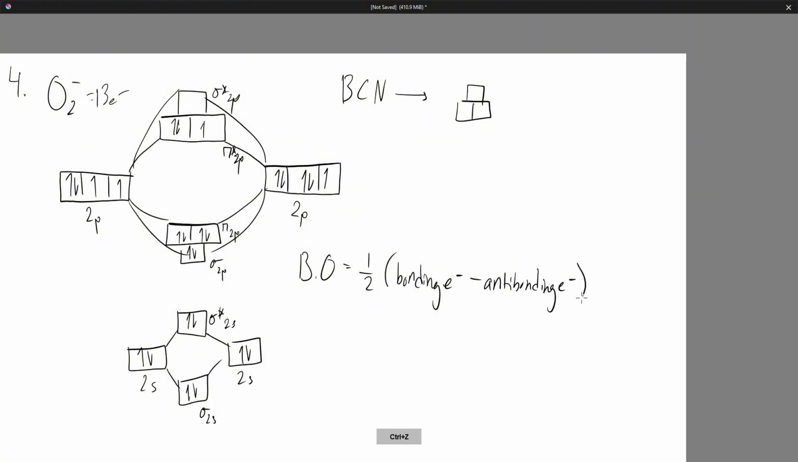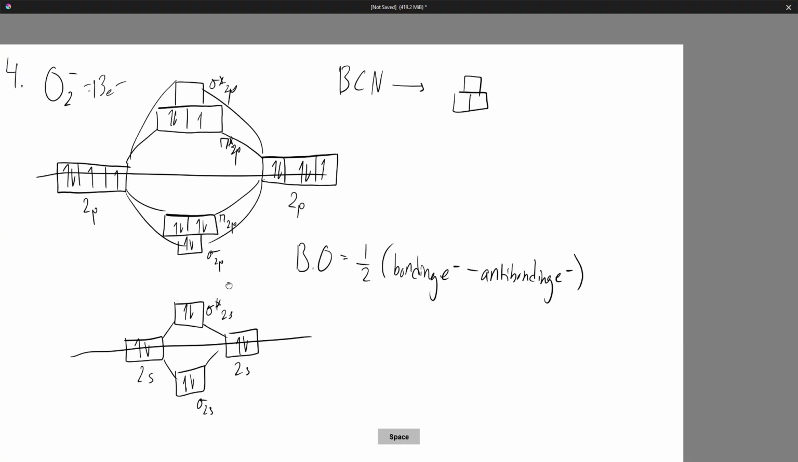So what bonding means is just the lower half of these diagrams. This lower half is bonding, this top half is anti-bonding. Same here: this lower half is bonding, this upper half is anti-bonding. Okay, we just count up basically.